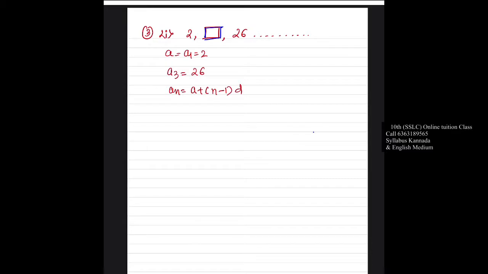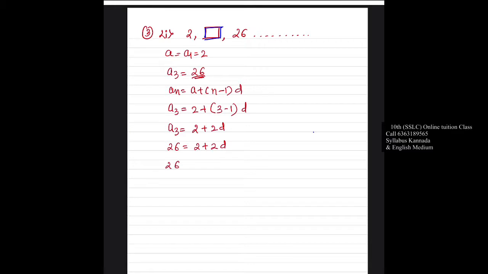Okay, here what is a3? A3 is equals to, first term is 2, n means 3 minus 1. Here common difference we don't know, we have to calculate the value of common difference. So a3 is equals to 2 plus 2d. Okay, so for example here a3 value is also given. What is a3 value? A3 value is 26. 26 is equals to 2 plus 2d.